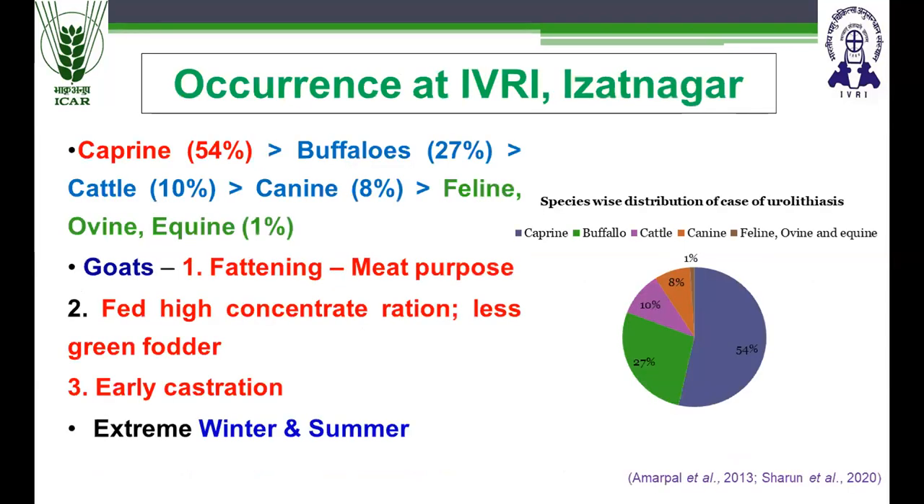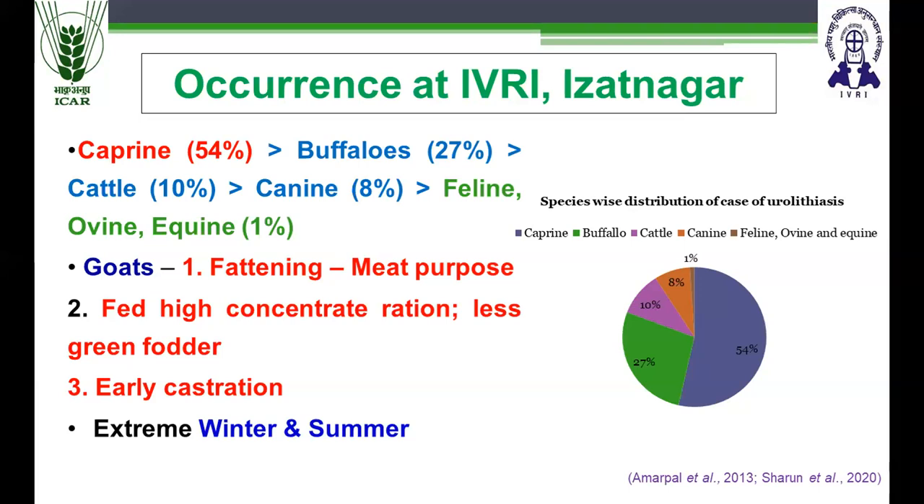So just to mention the occurrence of urolithiasis in IVR, because we are receiving a high number of cases, in extreme winter and summer the incidence of cases is 17%. Since the caprine population is high, the highest number of obstructive urolithiasis cases we get is in caprine, followed by buffalo, cattle, canine, and feline. Ovine and equine constitute less than 1%. Why? Because the sheep population is very low here.